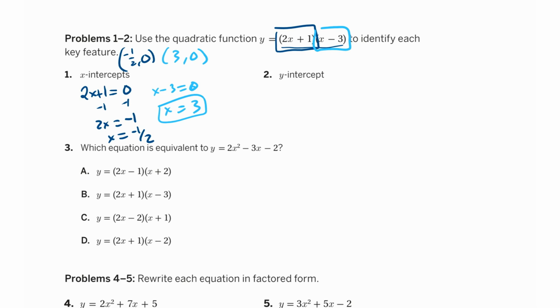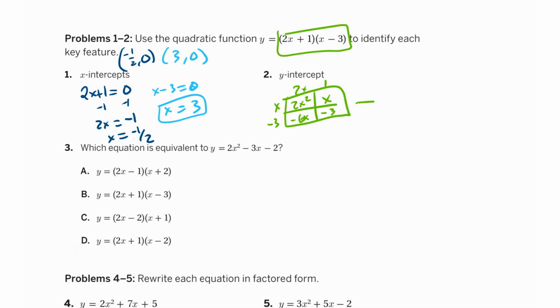So there are our x-intercepts for number 1. Number 2 asks us to find the y-intercept. The y-intercept is easier to find in standard form, so I'm going to take this original function and multiply it out. I'm going to put those terms on the outside, 2x plus 1 and x minus 3. 2x times x is 2x squared, x times 1, 2x times negative 3, and then 1 times negative 3. Now I'm going to combine like terms, which gives me my standard form of 2x squared minus 5x, because I added these together, minus 3.